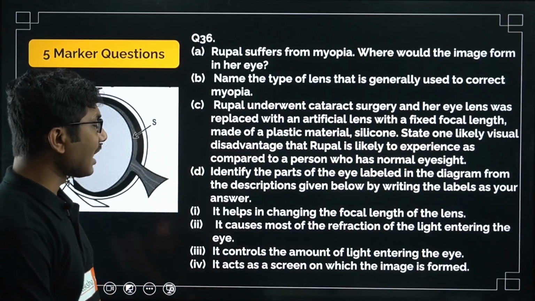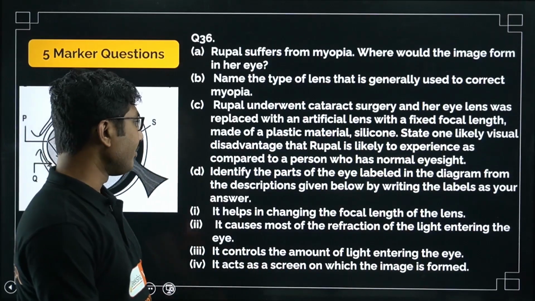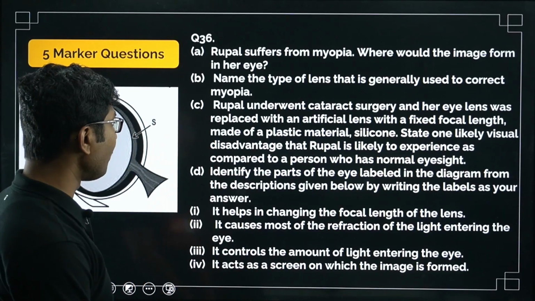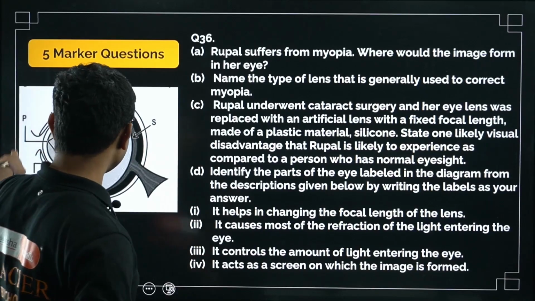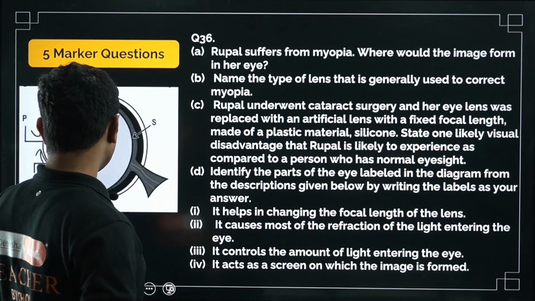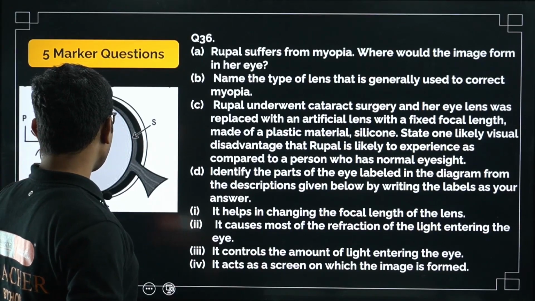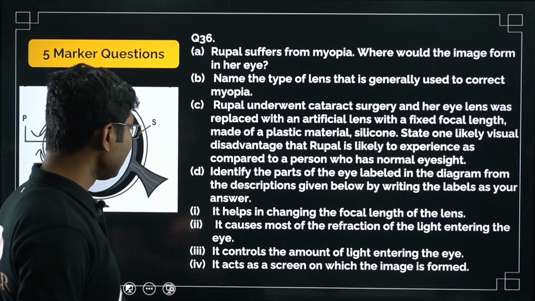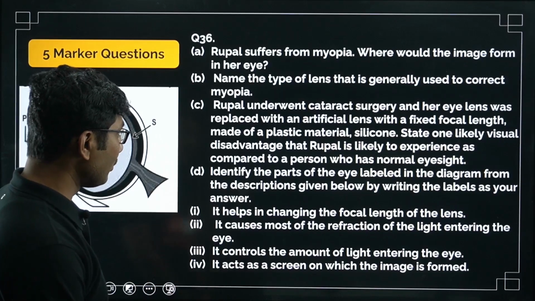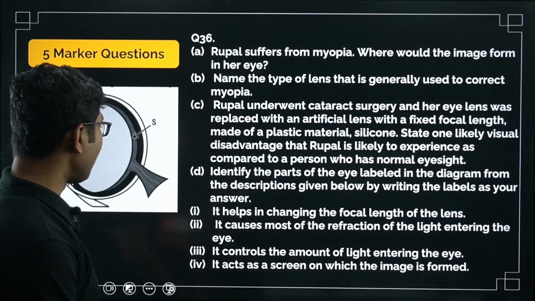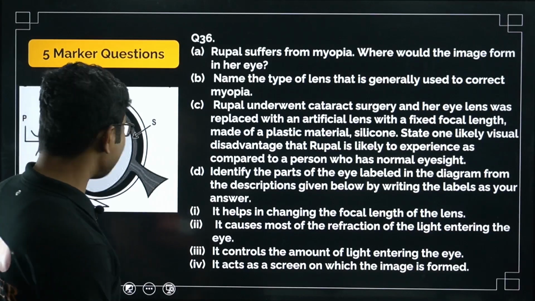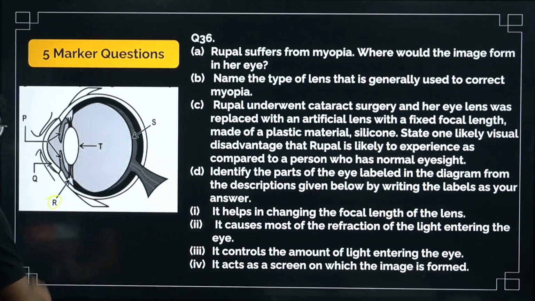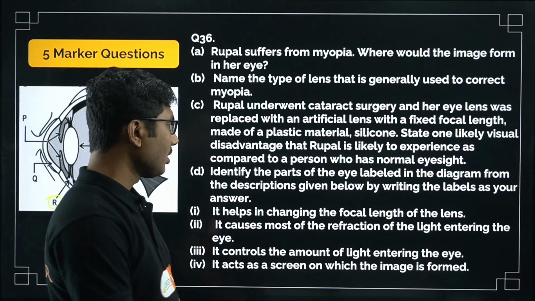Identify the parts of the eye labeled in the diagram for the descriptions given below by writing the labels as your answer. So you have to label all these parts: ciliary muscles, cornea, retina. Number one, it helps in changing the focal length of the lens. So that is the ciliary muscles. R is the ciliary muscles. You have to identify.